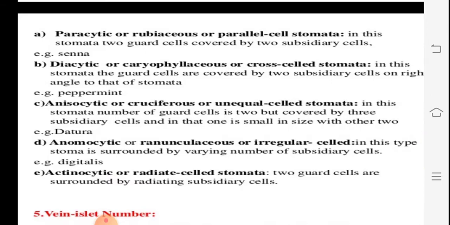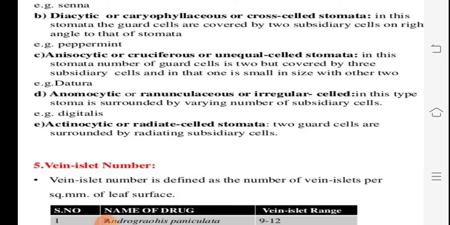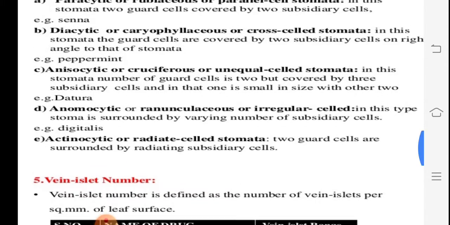These are parasitic. Rubiaceae family is the character. It is called Rubiaceous stomata. A good example is senna leaves. Diacytic, where di means two, so two cells cross subsidiary cells, so therefore this is one type. Peppermint, mentha, is a good example.